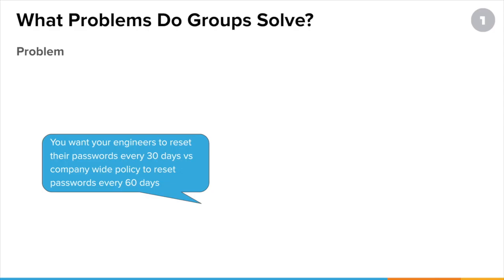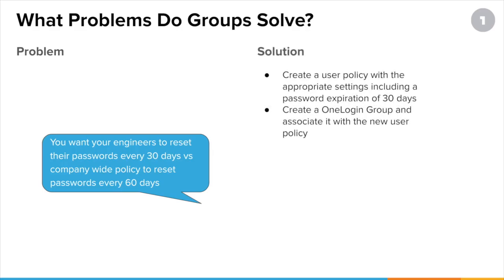For the second scenario, where we want the engineers to reset their passwords every 30 days versus the default for everyone else, which is every 60 days, we're going to, again, create a user policy. This time we'll set it so that passwords expire every 30 days. And then we'll create a OneLogin group just for those engineers and associate it with that new policy. So let's check out how we can do that.